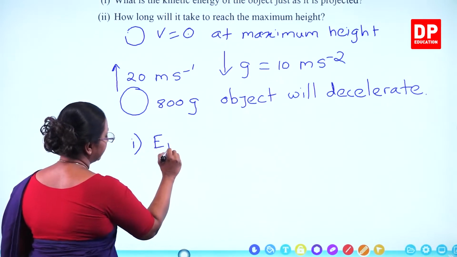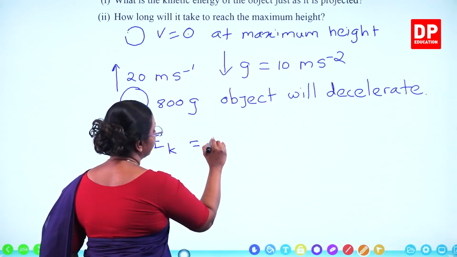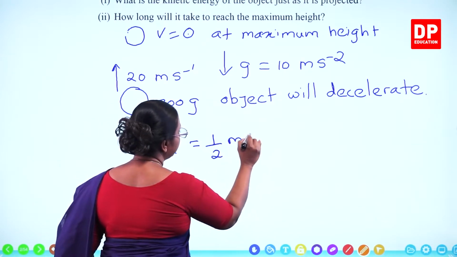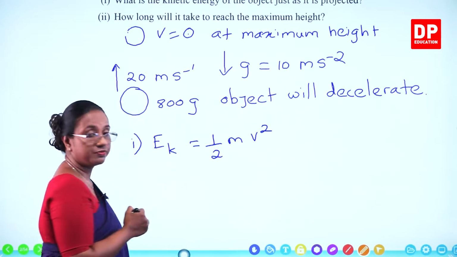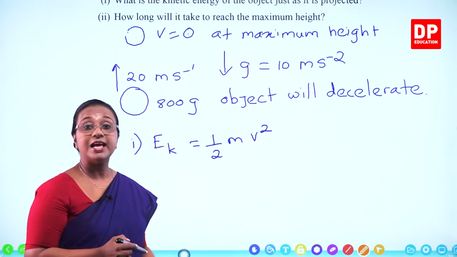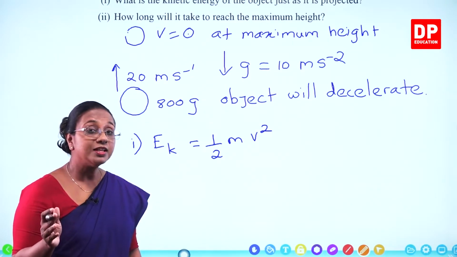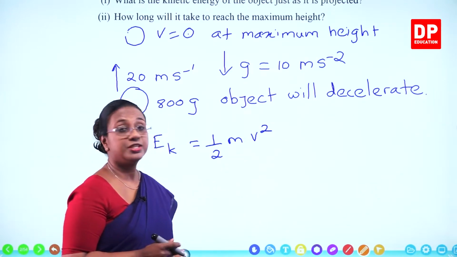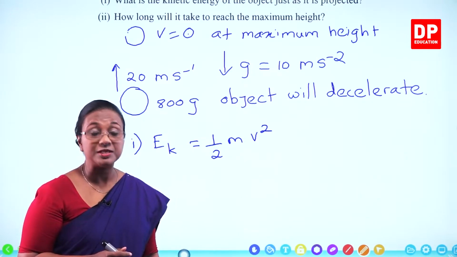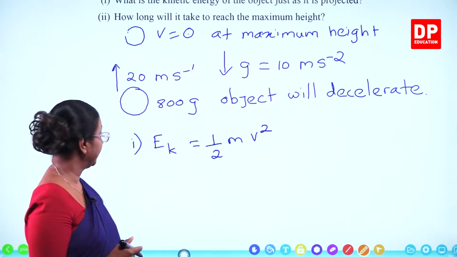E kinetic, to denote its kinetic energy. We write the equation as half mv squared. So half m is the mass of the object and v squared is the velocity into velocity. And what are the units? Mass should be in kilograms and velocity should be in meters per second. So if we substitute the values, you can get the kinetic energy.